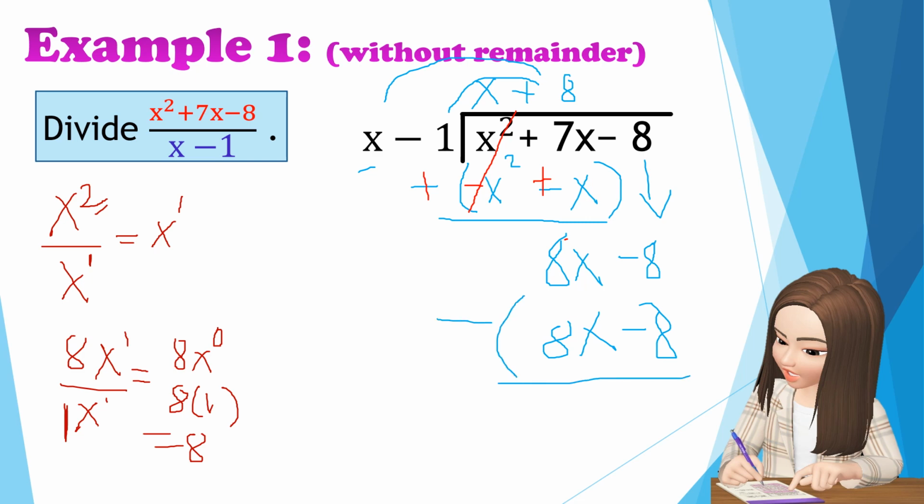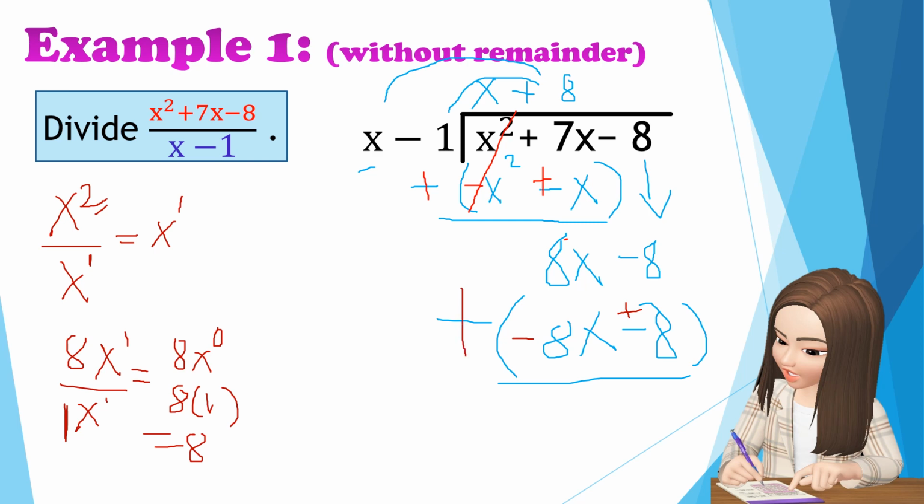When you subtract, you have to change the sign of the subtrahend. So, from being positive 8, this will become negative 8. From being negative 8 here, this will become positive 8. The minus sign will be changed to plus.